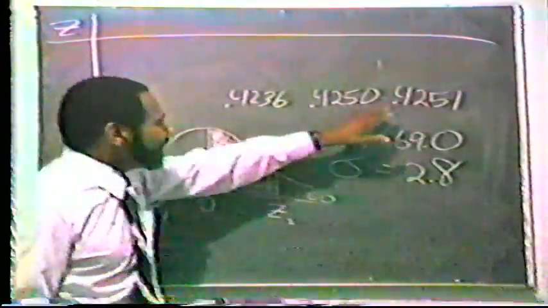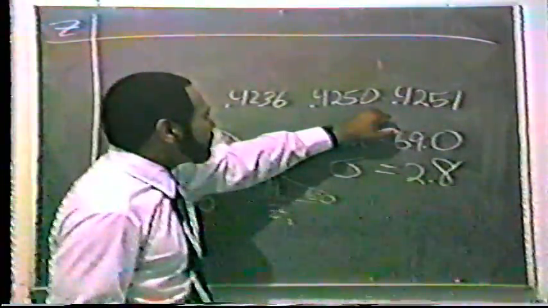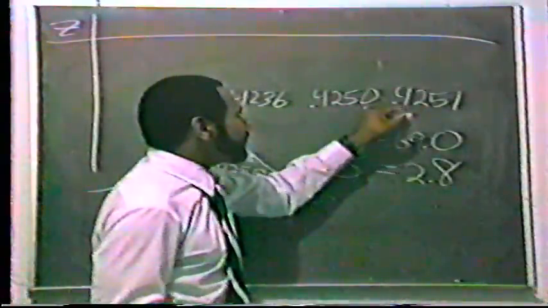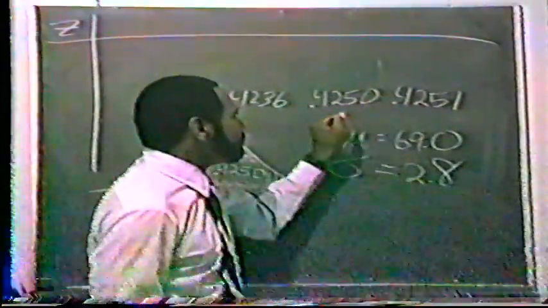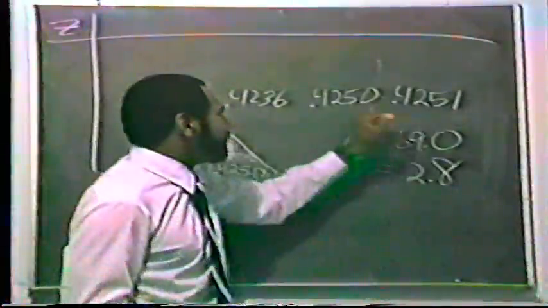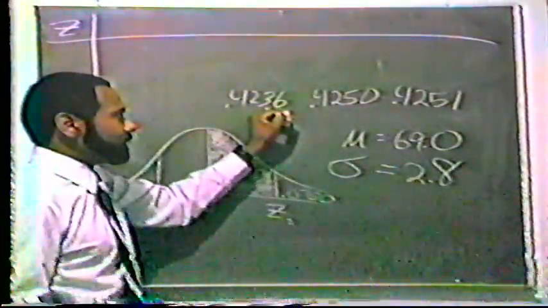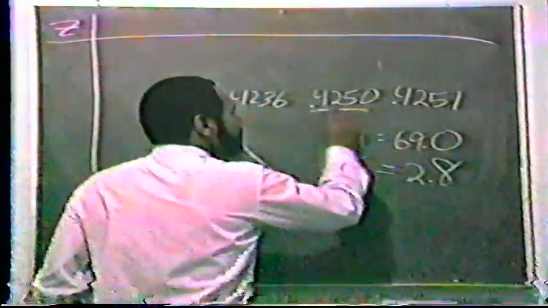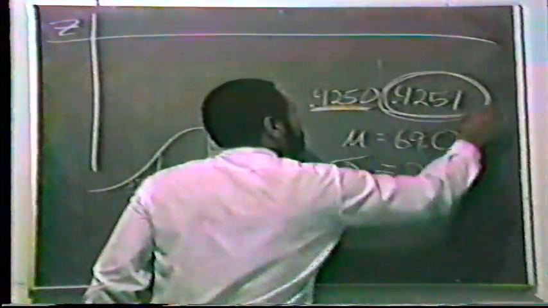Now, if you look at these two numbers, 0.4250 and 0.4251, you have only a difference here of 1. If you add 0.0001, you'll get that. If you look at these two, you have more of a difference. That means that the number that you're looking for is closer to this number here.